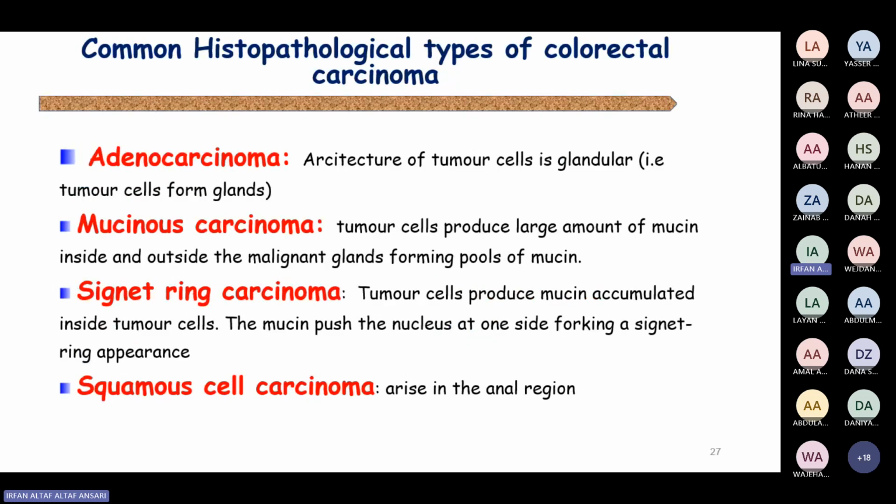Adenocarcinoma, where the tumor has the architecture of glands. It looks like the normal glands of the colon. Mucinous carcinoma, when the tumor produces a large amount of mucin, both inside as well as outside the glands. You see the glands, malignant tumor cells, floating in a pool of mucin. Signet ring carcinoma, here there is principally intracellular accumulation of mucin. So there is a large accumulation of mucin inside the cell that pushes the nucleus to the periphery. It looks like a ring with a diamond at the periphery.